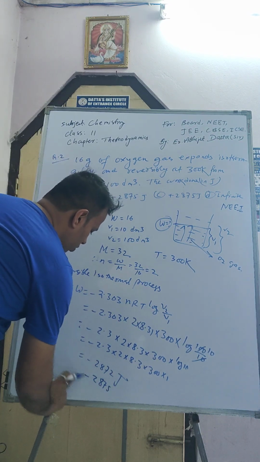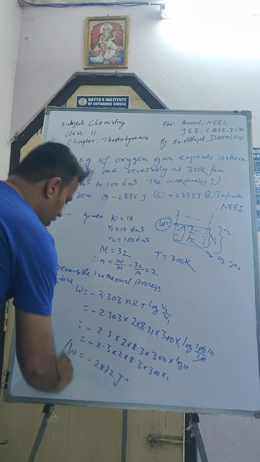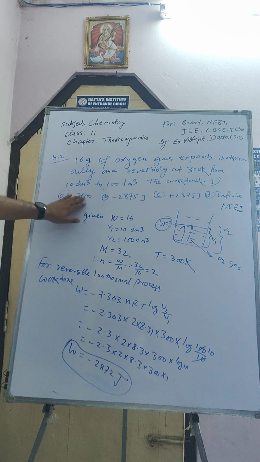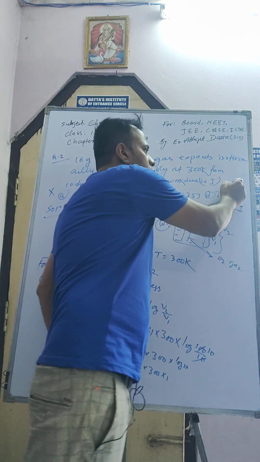2875, almost, we can write almost 2875. Okay. So which option is near? Option B is the correct answer. This one is not equal. 0 will be no. This one option and this one will be automatically cancelled.